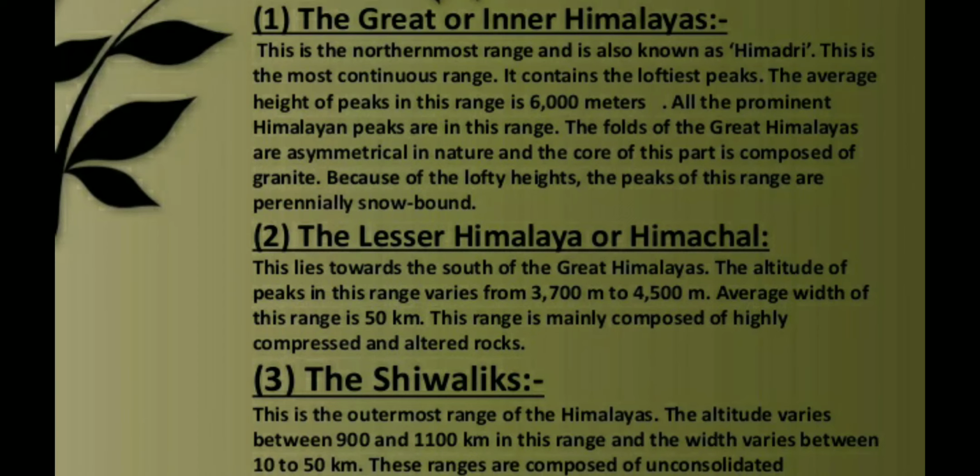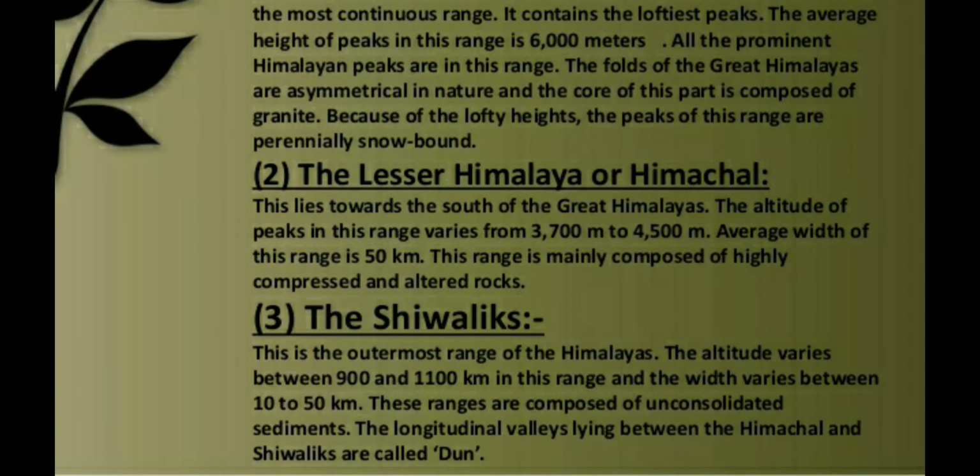The altitude of peaks in this range varies from 3,700 meters to 4,500 meters. See, there was no variation in the Greater Himalayas, 6,000 meters, but in the Himachal there is variation from 3,700 to 4,500. The average width of this range is 50 kilometers. This range is mainly composed of highly compressed and altered rocks. Clear?